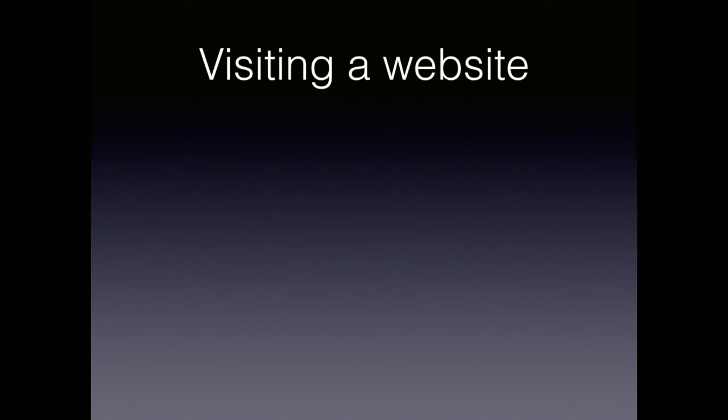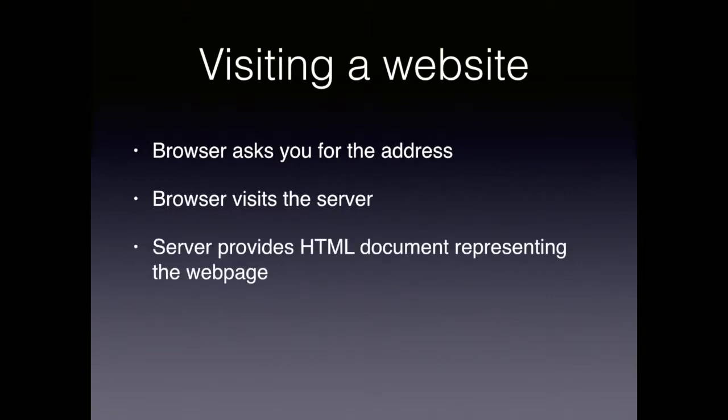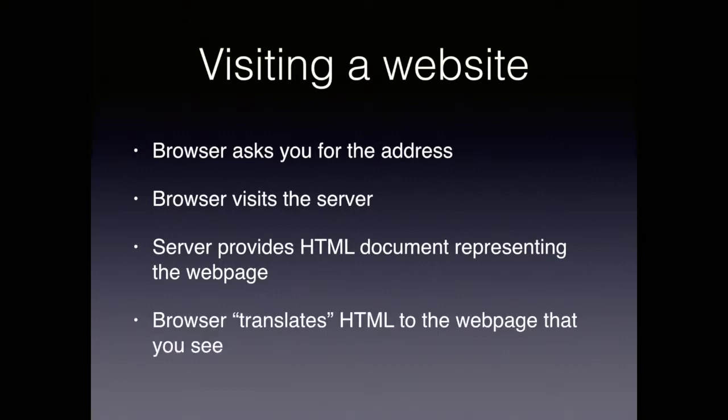Now, let's take a step-by-step preview of what exactly happens in your browser when you visit a website. The browser will ask you for the address, and you will type it in. The browser goes to the server to which the address belongs. The server will provide the browser with an HTML document that represents the web page that the server wants you to see. Then the browser translates the HTML into the actual text, color, and images that you would see.